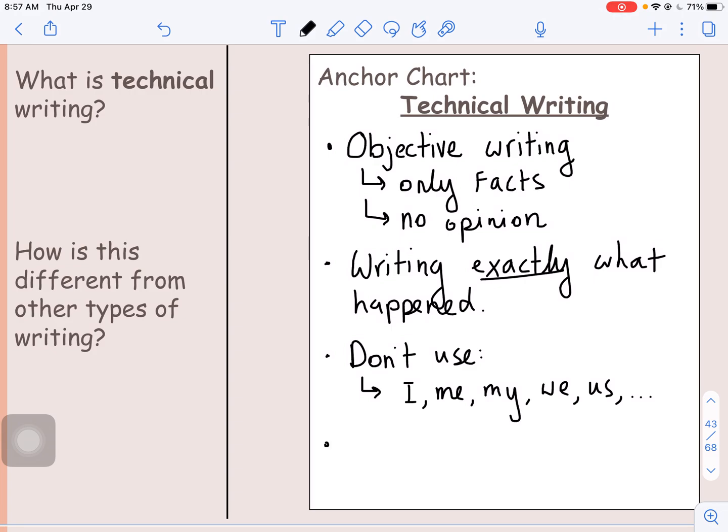And the last thing is most of technical writing is in past tense. So using was, not is.